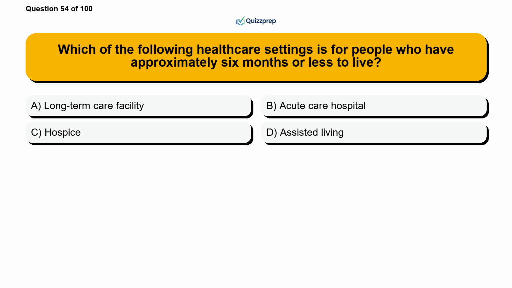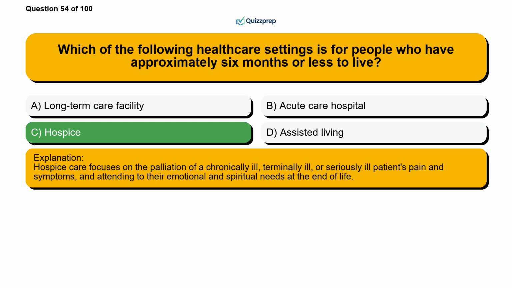Question 54. Which of the following healthcare settings is for people who have approximately 6 months or less to live? Option A. Long-term care facility. Option B. Acute care hospital. Option C. Hospice. Option D. Assisted living. The correct answer is option C. Hospice. Hospice care focuses on the palliation of a chronically ill, terminally ill, or seriously ill patient's pain and symptoms, and attending to their emotional and spiritual needs at the end of life.